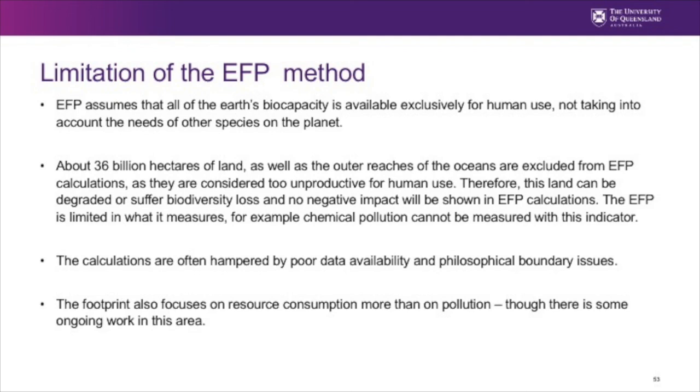The other thing that is limiting the usefulness as a sustainability indicator is that chemical pollution, for example, and other types of environmental impacts are not measured through this method. So this means that a community with a lower ecological footprint than others may not necessarily be more sustainable. Finally, there is a need for more available data. So sometimes we need to make some assumptions due to data availability. And also, in general, this method focuses on resource consumption rather than pollution.